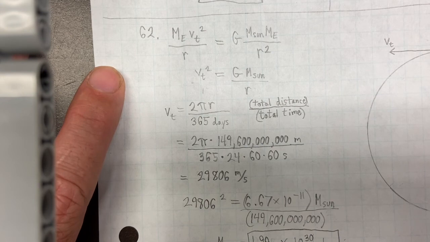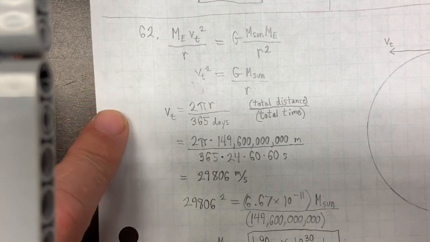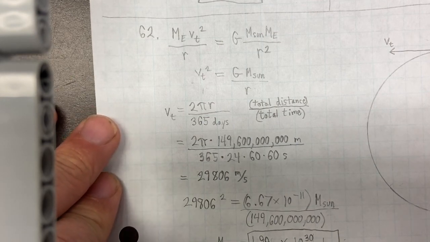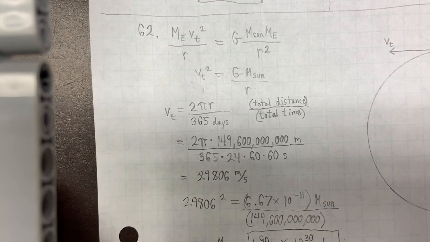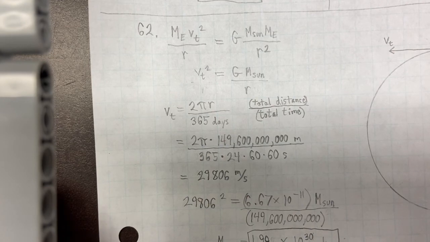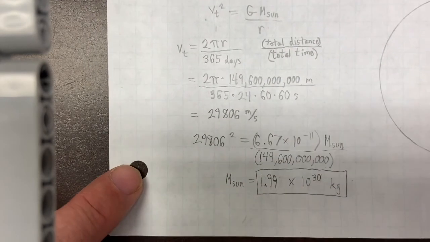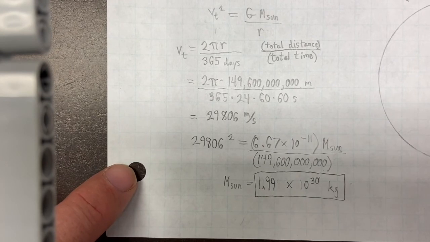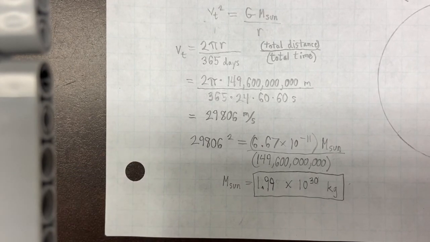Now we cancel some things out. We end up with v_t squared equals G mass of the Sun over R. And we can figure out v_t because we know how long a year takes. If we wanted to be real precise, we could do the 365.24 days, but we're just doing the regular 365 days. So 2 pi r, we're basically considering this orbit a circle, even though it's actually an ellipse.